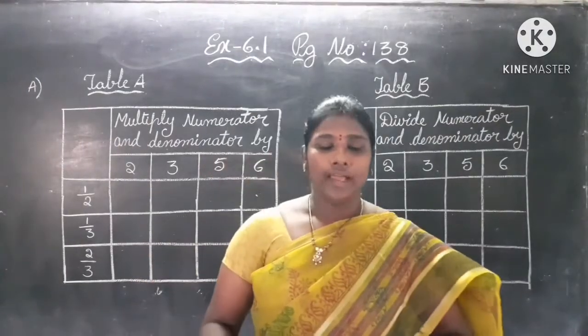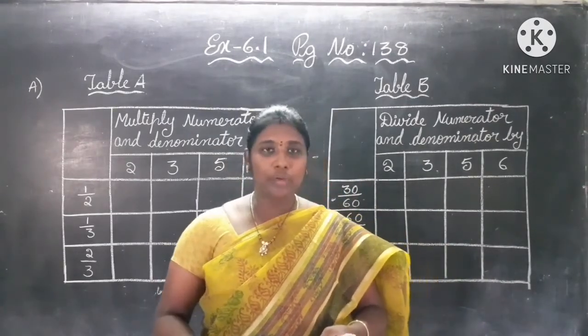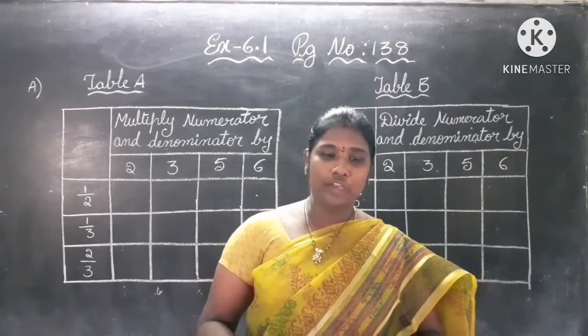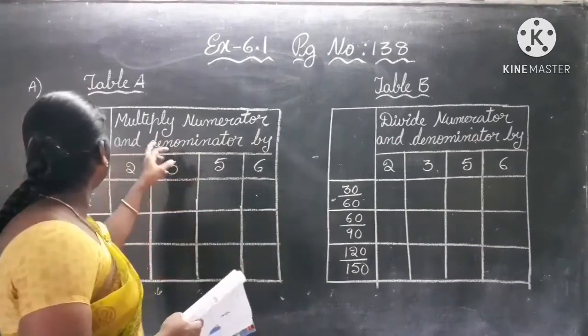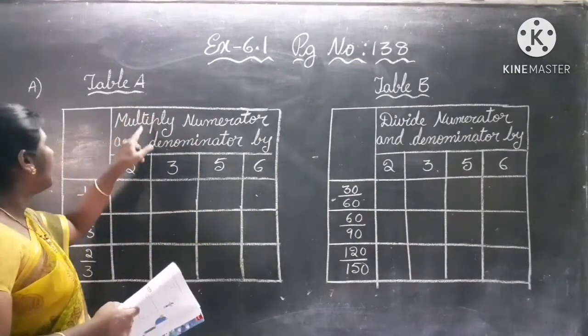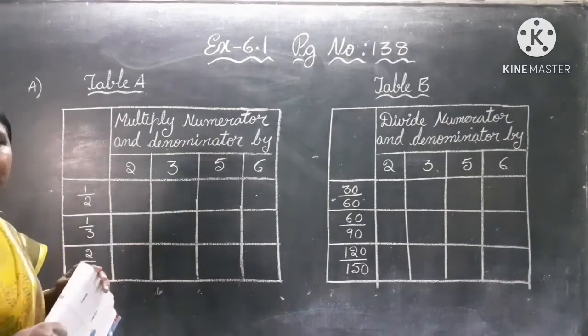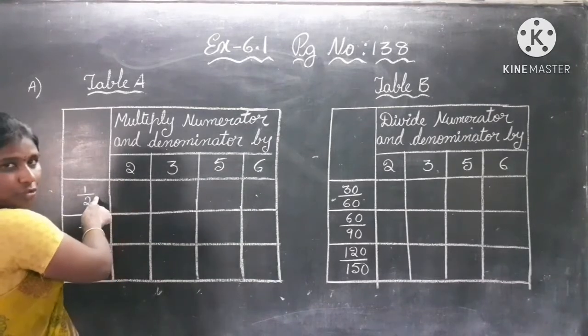Okay, ma'am. Everybody open your textbook. Exercise 6.1, page number 138. In that first question, complete these tables of equivalent fractions. We have to complete these tables. See here, first table A. Multiply numerator and denominator by. So first we have to multiply both with 2.